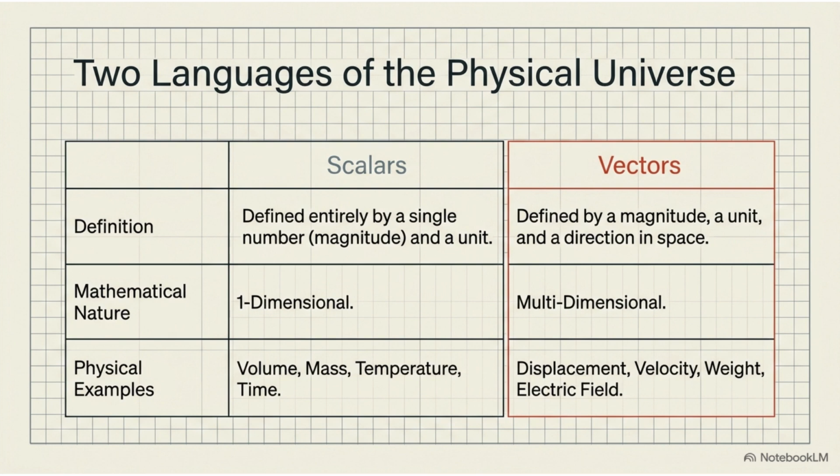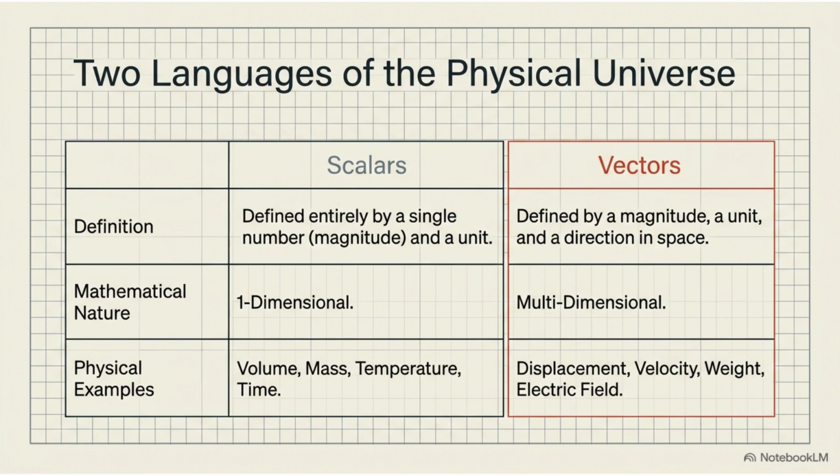Scalars and vectors. Physics uses two kinds of quantities, scalars and vectors. A scalar has only magnitude. Examples include a mass of 5 kilograms, a time of 10 seconds, a temperature of 25 degrees Celsius, and an energy of 100 joules. None of these quantities require a direction.